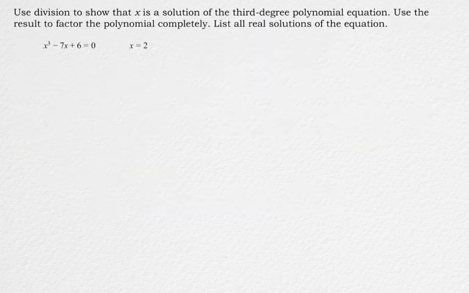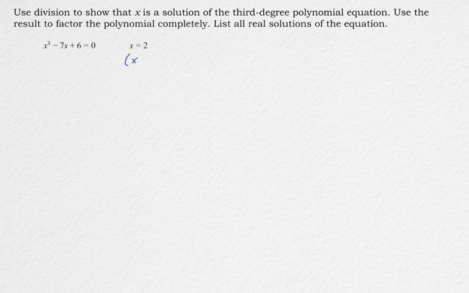So now we're going to take a break from the intermediate value theorem and go back to solving polynomial functions. It says use division to show that x = 2 is a solution of the third degree polynomial equation. Use the result to factor the polynomial completely. List all real solutions of the equation. Alright, so there's a lot going on here.